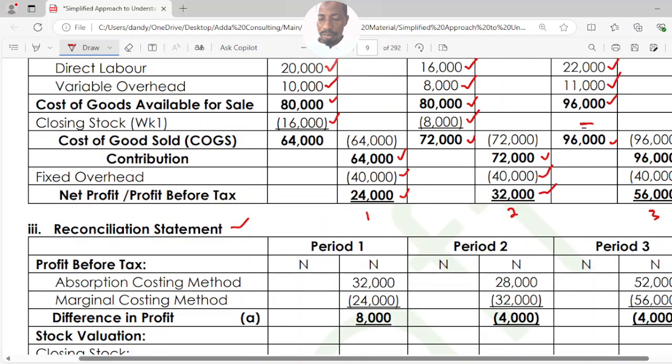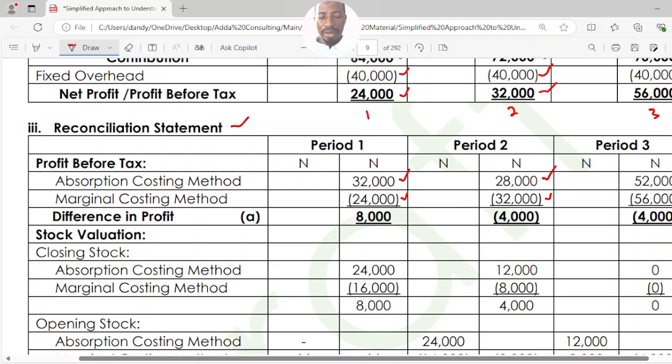Okay, that's the 32 here. Then under marginal, profit in the first year is 24,000, so difference of 8,000. In the second period, profit for absorption costing is 28,000. For the same period, for marginal is 32,000. Therefore, 28 minus 32 will give us minus 4,000. In the third period, profit of absorption is 52,000. Profit of marginal is 56,000, difference of minus 4,000.